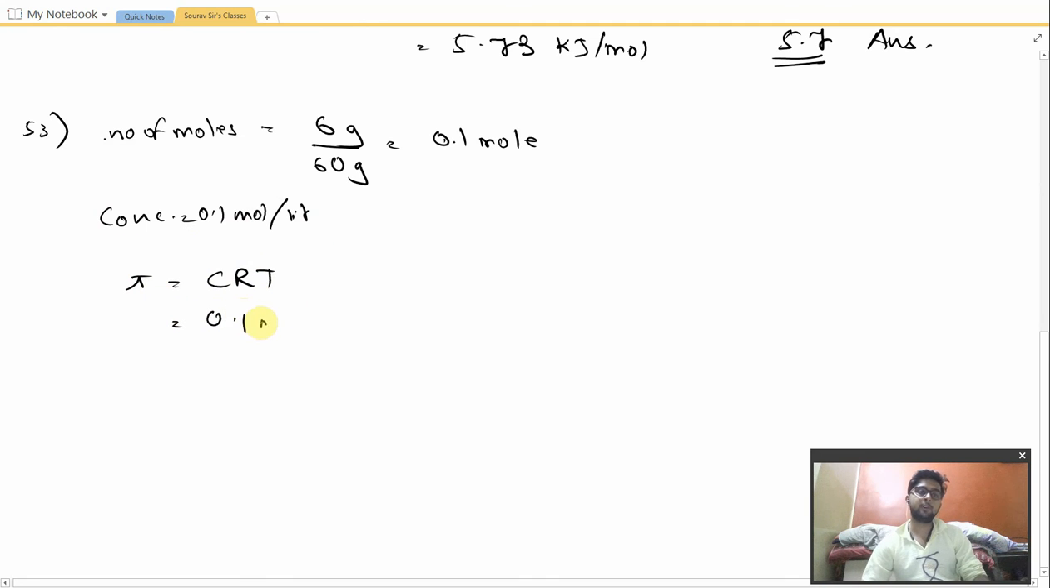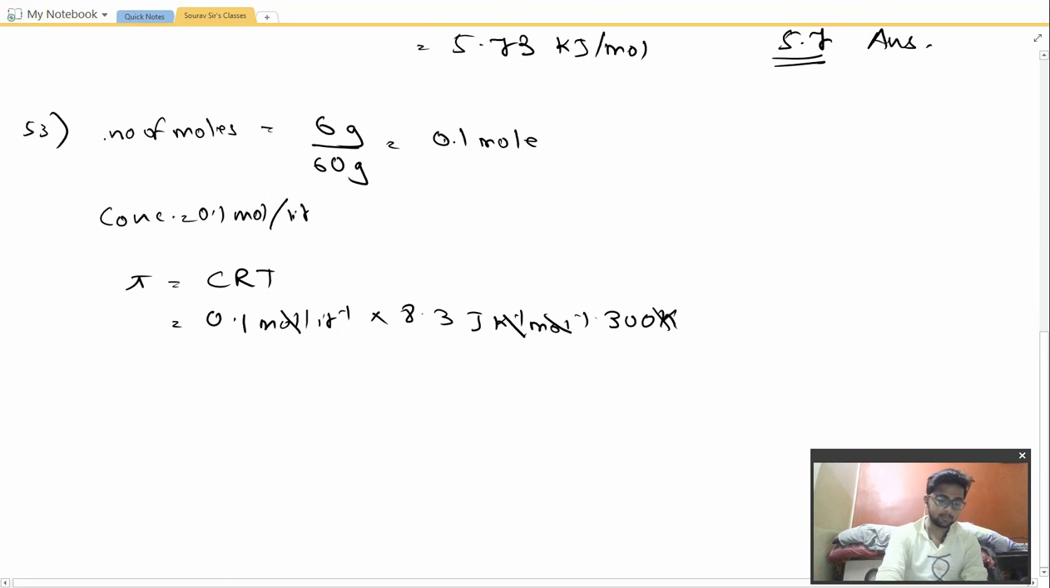Concentration is found to be 0.1 mole per liter, into R, which is given as 8.3 joule Kelvin inverse mole inverse, and T, the temperature, is given as 300 Kelvin. So we cancel out Kelvin here, we cancel out mole here, and we have joule per liter, which is equal to Pascal, or obviously kilopascal we may say.